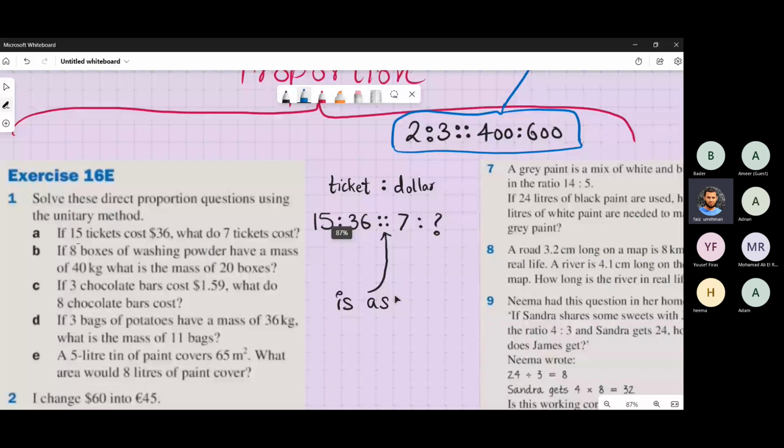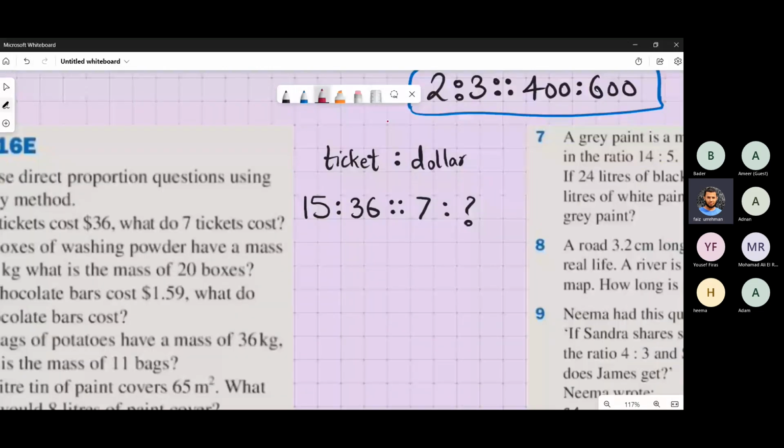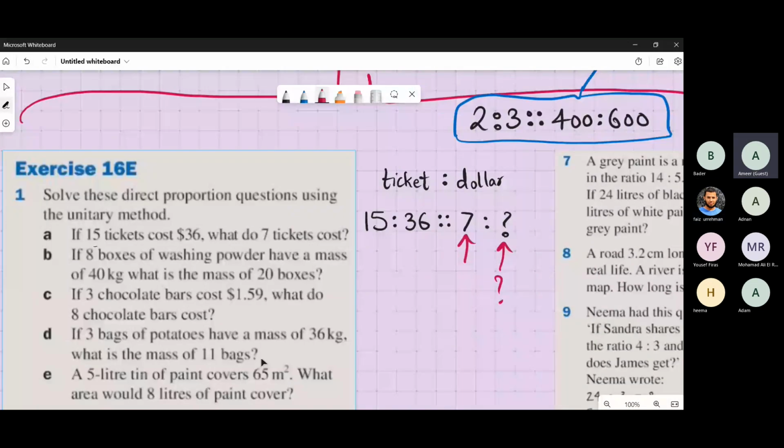Okay. So now the issue is, how do we get this missing value? Who can tell me why did I write 7 here and why not here? What is the reason? Why did I write 7 on the left side? Why not on the right side? Because, Mr., in the first ratio, you wrote the ticket on the left, and it has to be the same on the right, in the second ratio. Yes, this is the reason. Because I wrote ticket here and then its amount in dollar, so I have to follow the same pattern. Ticket has to be here and dollar has to be here. Because dollar is missing, that's why I put a question mark.